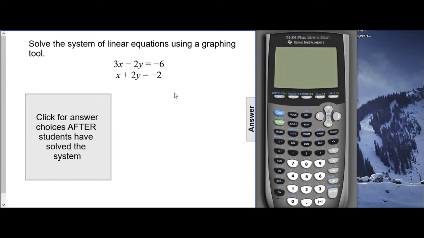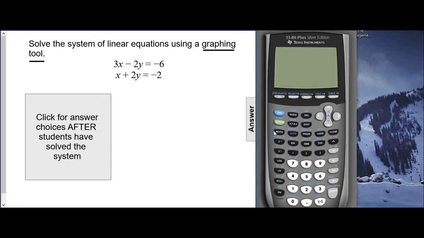Solve the system of linear equations using a graphing tool. So when we see graphing tool, we should think of tools like a graphing calculator or online resources that are going to let us graph these lines without doing it by hand. The first one I'll show you is with a graphing calculator, and here's an example of one. This is a TI-84 Plus Silver Edition.